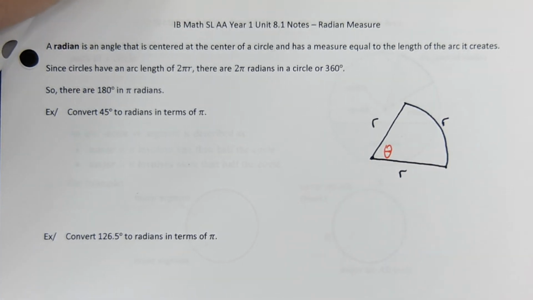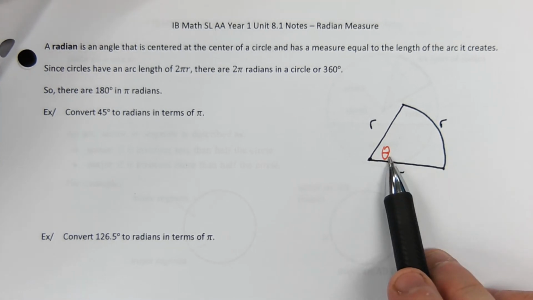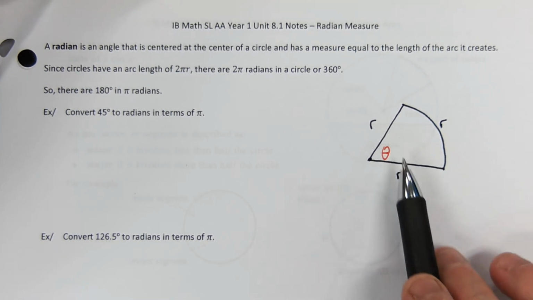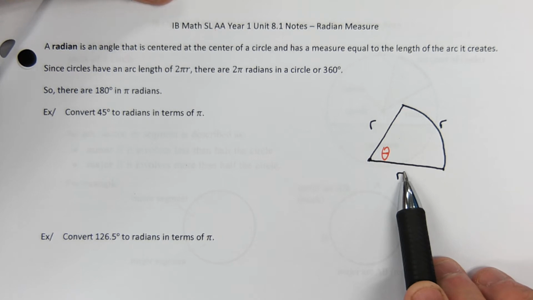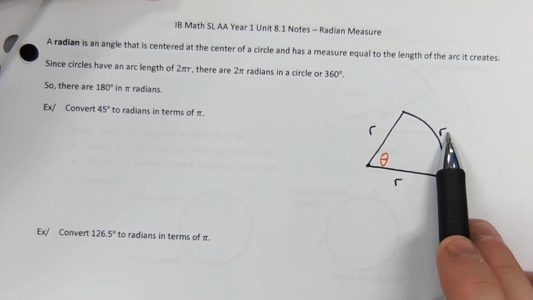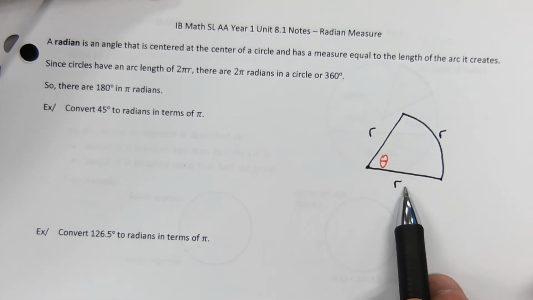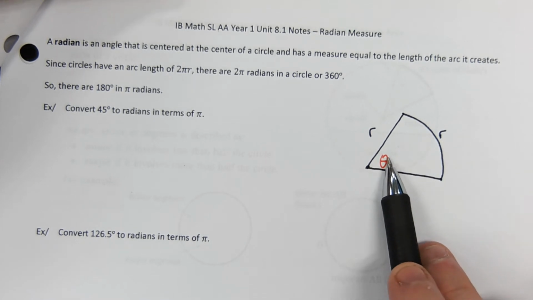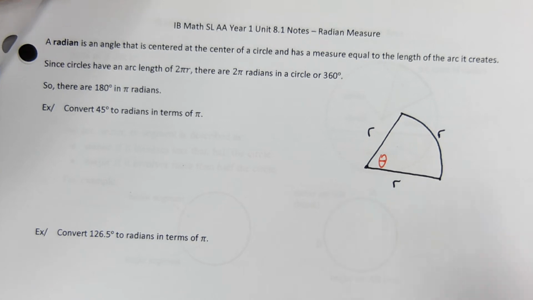So if you have an angle created by radii that create an arc that has exactly the same length as the radius, then we would say that this angle is 1 radian. That's what a radian is. It's somewhere around 36 degrees-ish, but that's what they are.